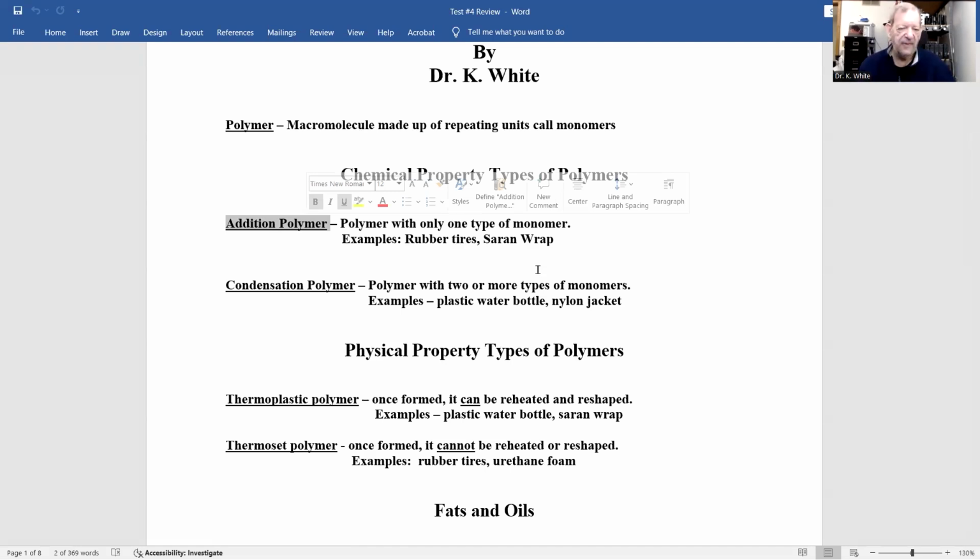Theirs is pretty good. But anyways, the other type is condensation polymer. Those are polymers with two or more different types of monomers. An example of that would be this plastic. It's a polyester.